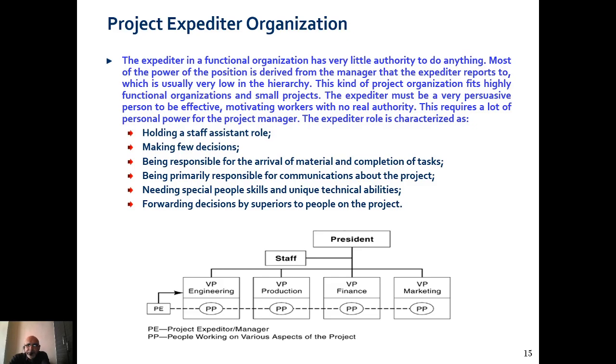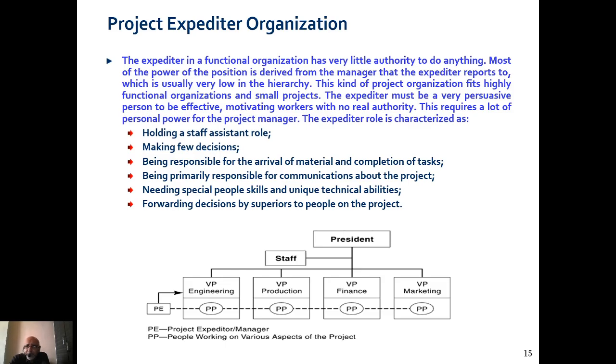Project expeditor, utilize your skills in every kind of direction. Have a project expeditor, which will be coordinating the things and reporting to the vice president. The vice president has appointed a project expeditor or manager. And people are working on various aspects of the project. So there will be dual bosses now. One will be the project expeditor, another one is the vice president, engineering or production or financial.